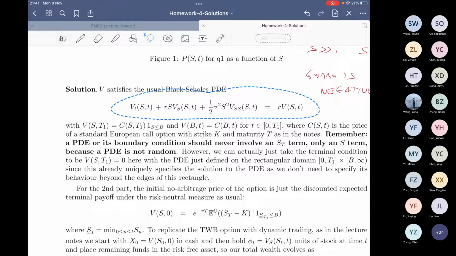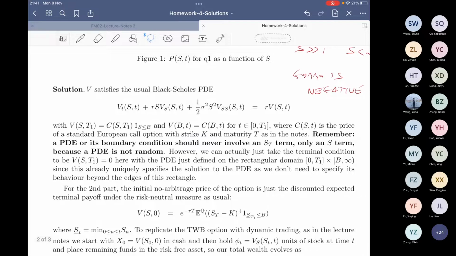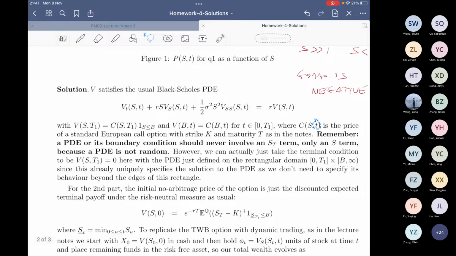Well, let's look at this one first. If S is B, then if S hits the barrier, the option becomes a European option, because the barrier clause has been triggered, and we don't care about barriers going forward. So because of that, the boundary condition is that when S is B, V(B, t) is just C(B, t), where C is the usual price of a Black-Scholes option when the current stock price is S and the time is t.